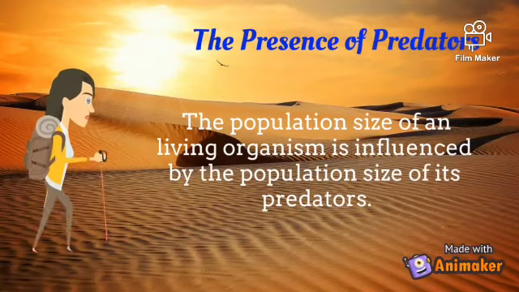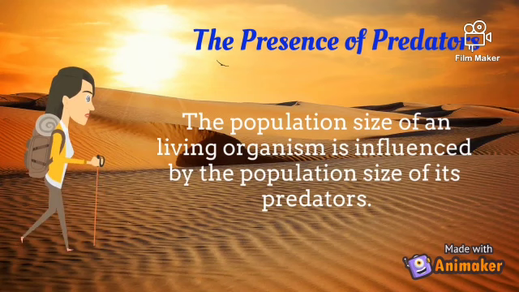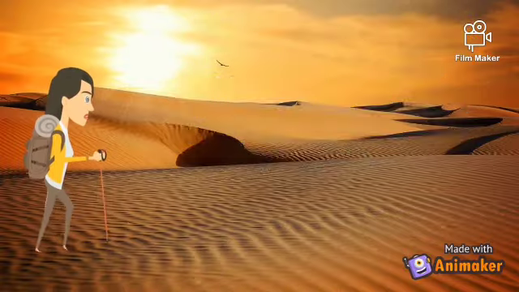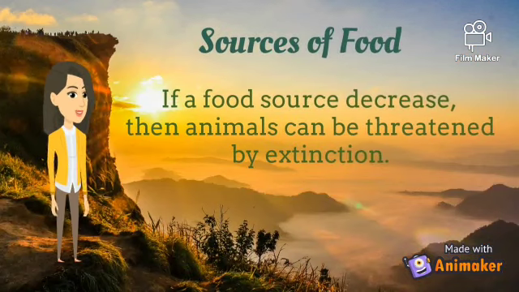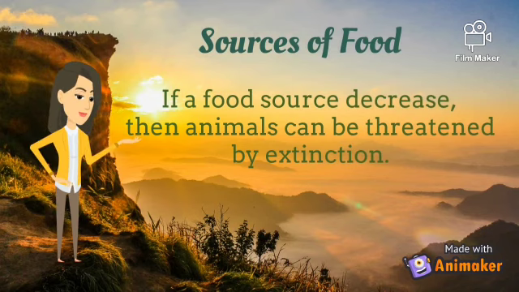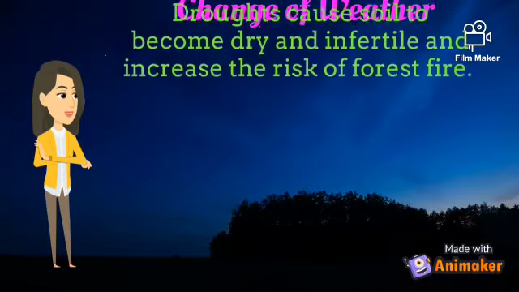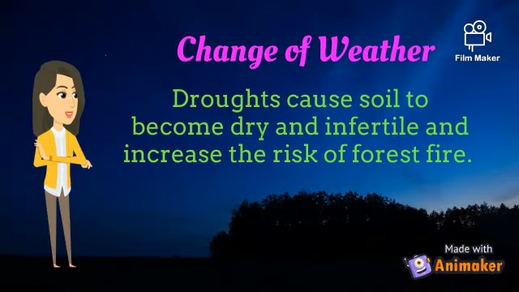Second is the presence of predators. The population size of a living organism is influenced by the population size of its predators. The third one is sources of food. If a food source decreases, animals can be threatened by extinction. And the last factor is change of weather. Droughts cause soil to become dry and infertile, and also increase the risk of forest fires.